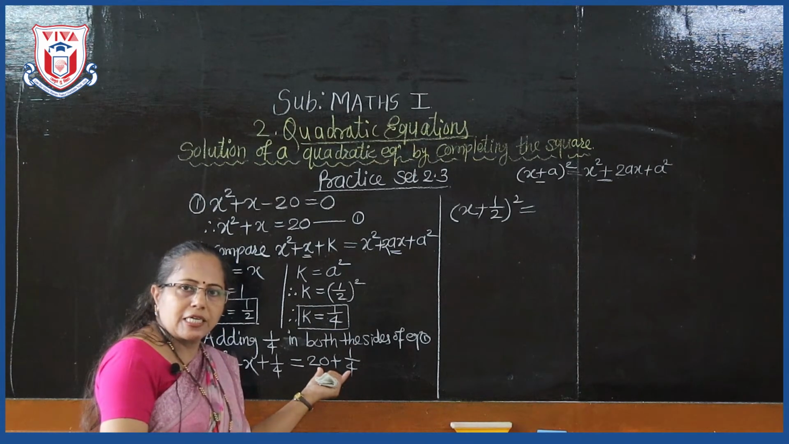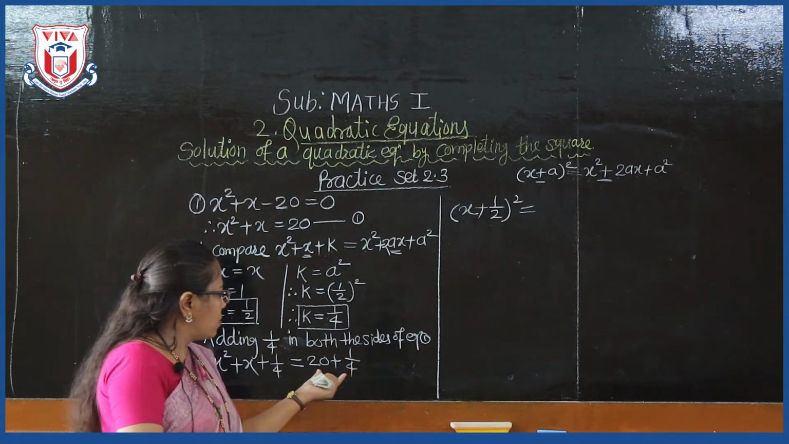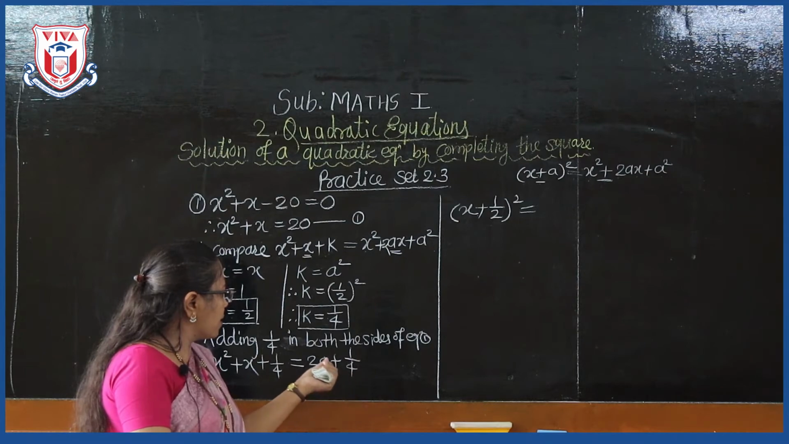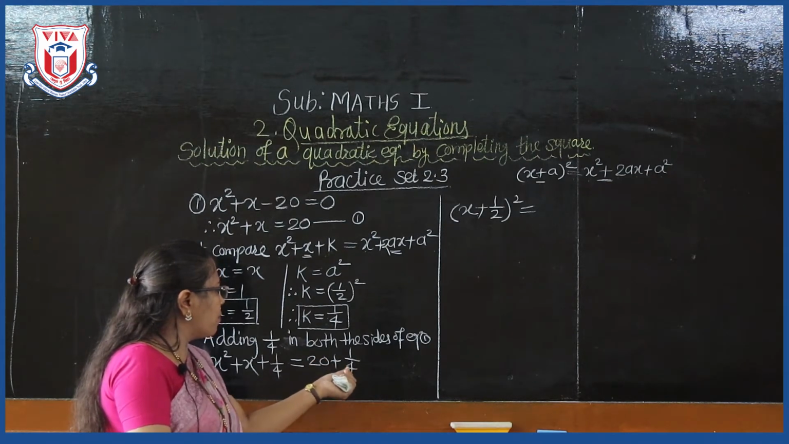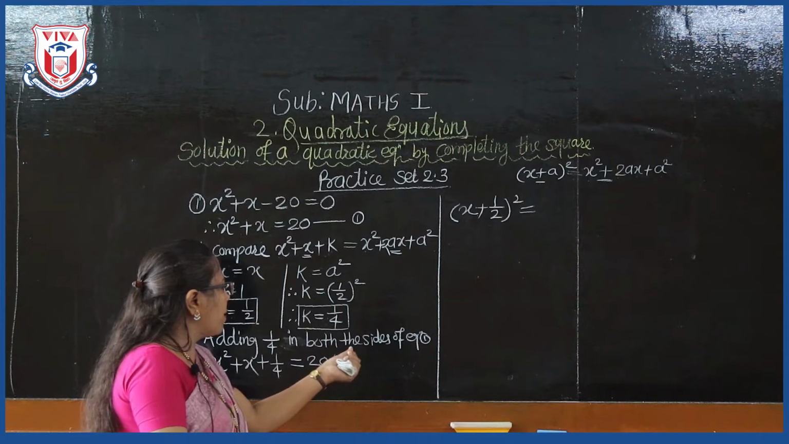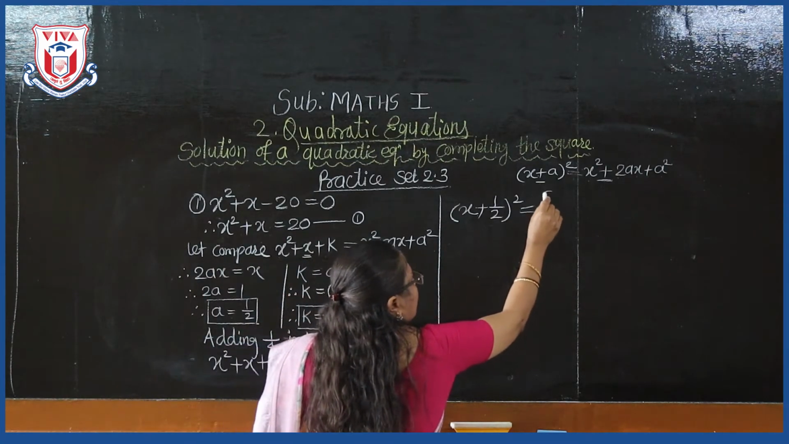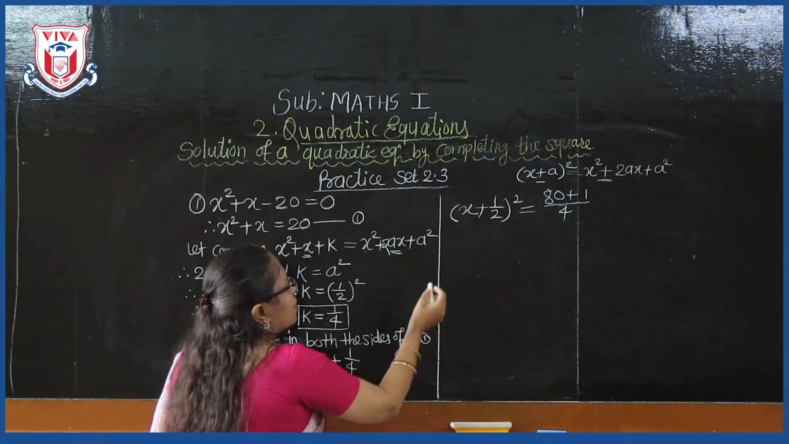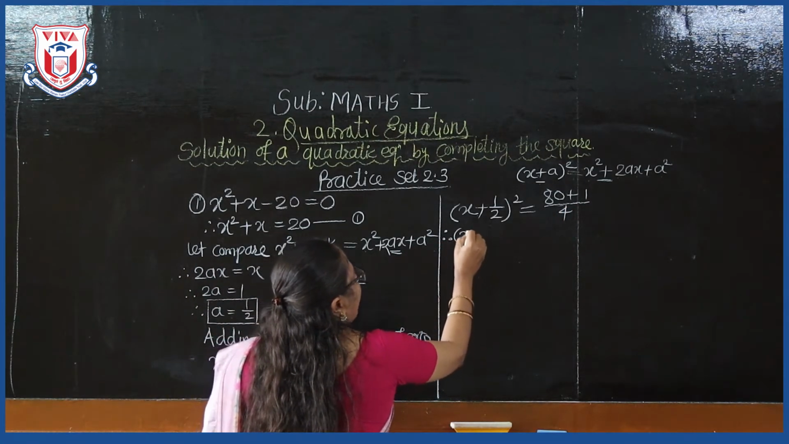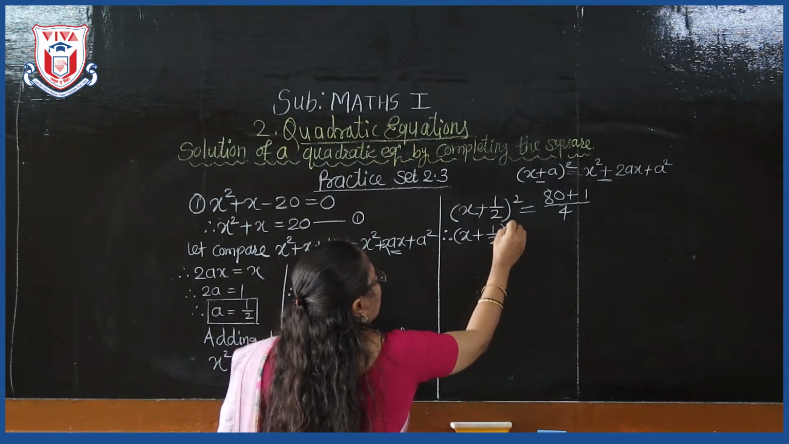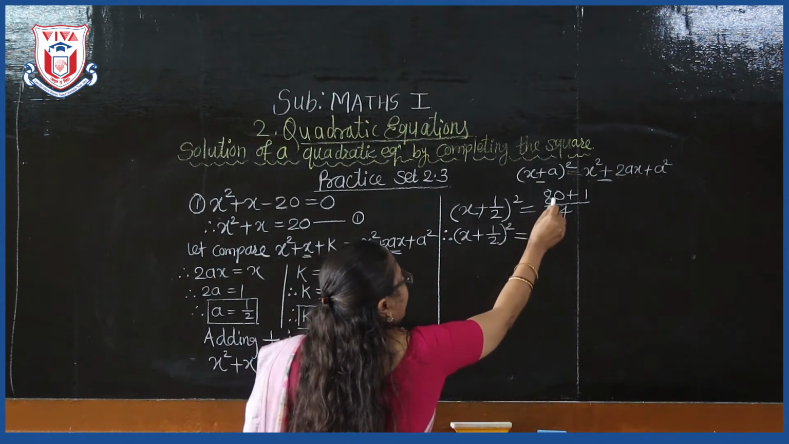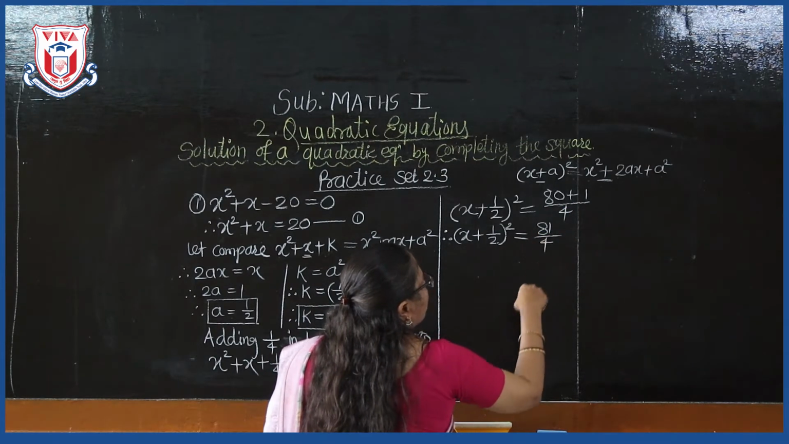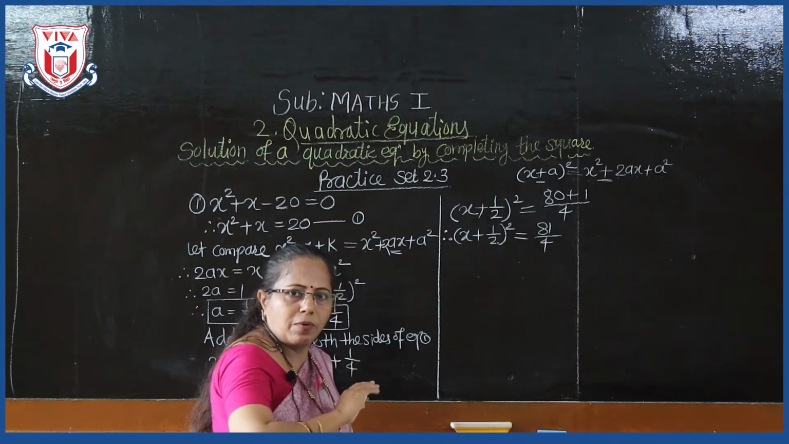We will use the rational numbers addition method. So for that what do we have to do? We have to do cross multiplication here. 20 into 4 is 80. 80 plus 1 upon 4. So therefore x plus 1 upon 2 the whole square is equal to 80 plus 1, 81 upon 4. Now we will take the square root from both the sides.